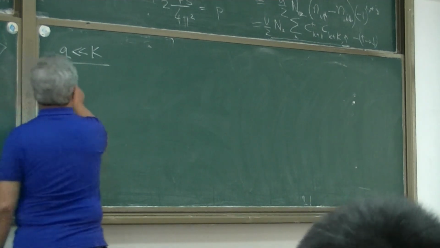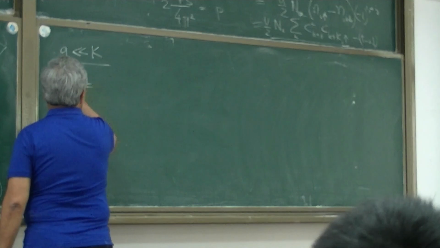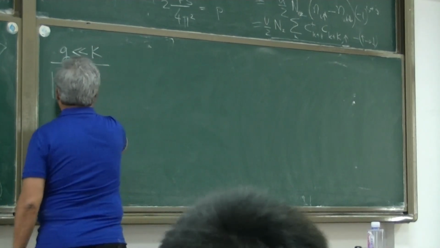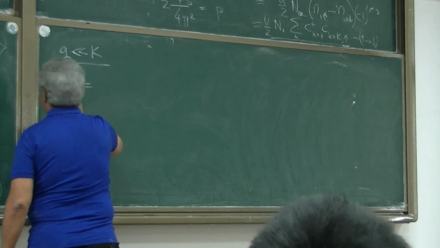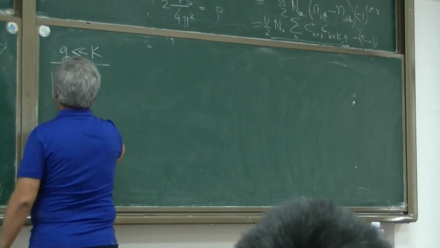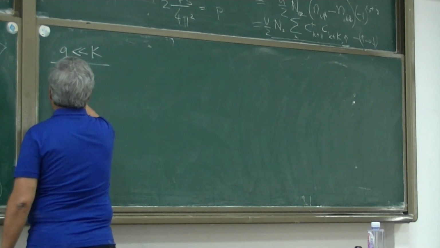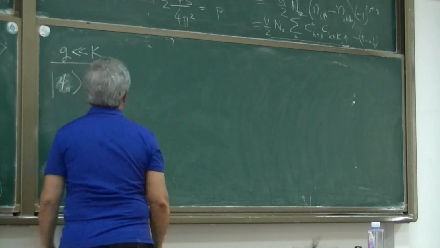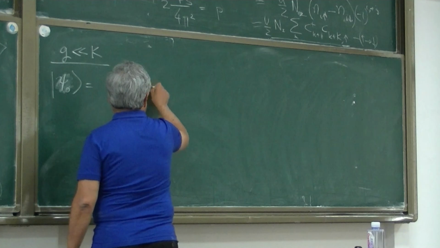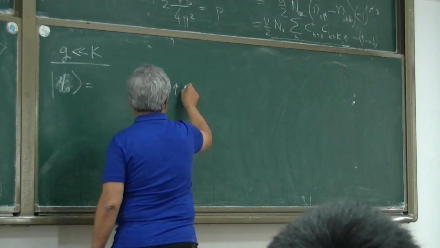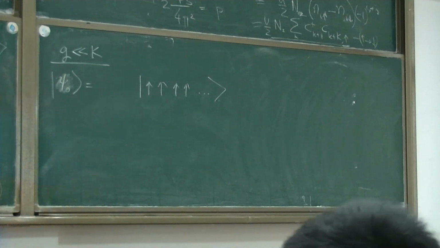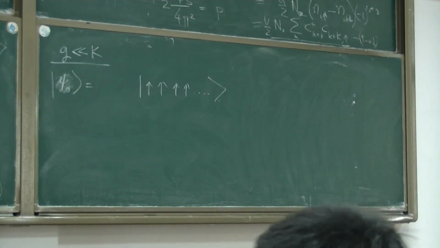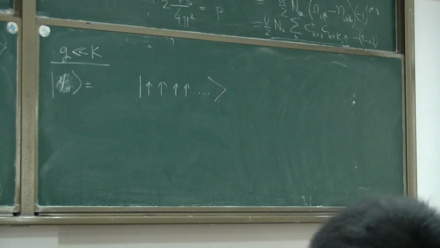So then my ground state, well, this G is not to be confused with that G. Let me call it psi 0, the ground state. It is the state up, up, up, up, up. Everything is up. But that doesn't obey this constraint, because if you hit Gi on this, you get a different state.